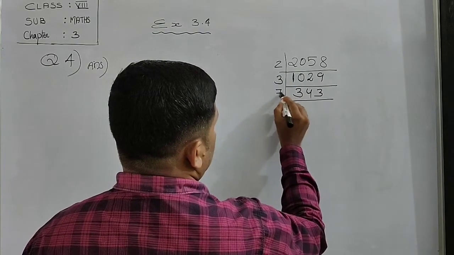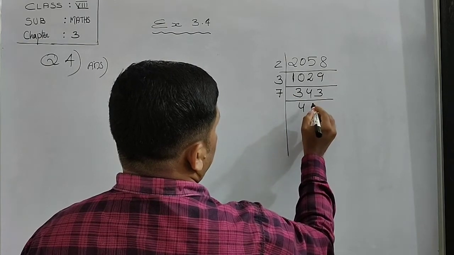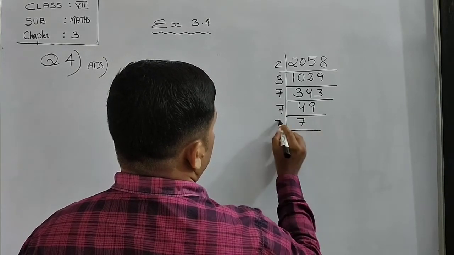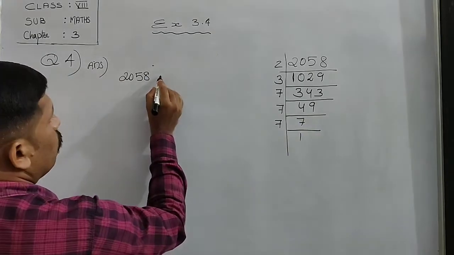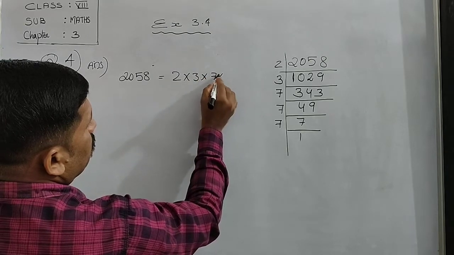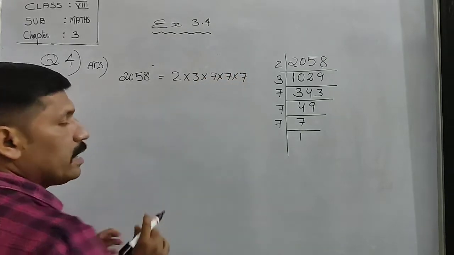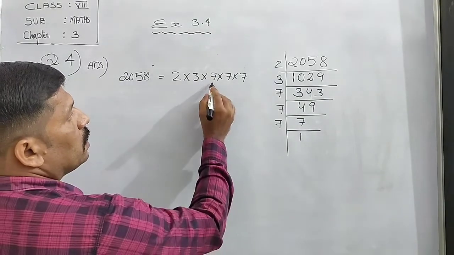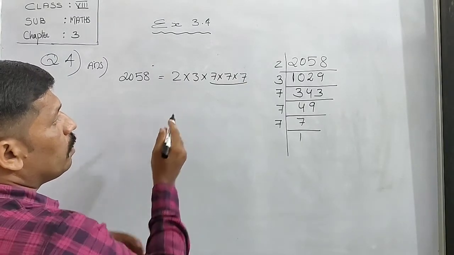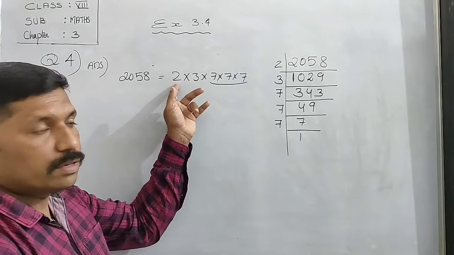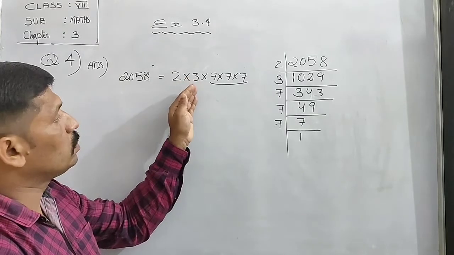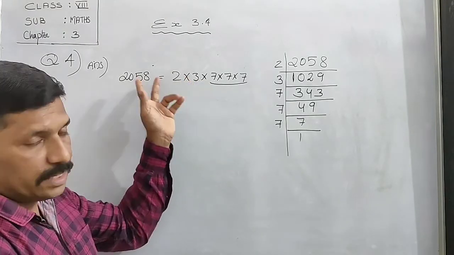Now we factorize by 7. 7 fours are 28 and 9 is 49. Then 7 and 7 and 1. So we got the factors of 2058, which we write here: 2 into 3 into 7 into 7 into 7. Now we group these factors, three factors in one group. But this 2 cannot be grouped because only one 2 is there. To make a group, we need 2 more 2's, and here there is only one 3. Here also we need 2 more 3's.